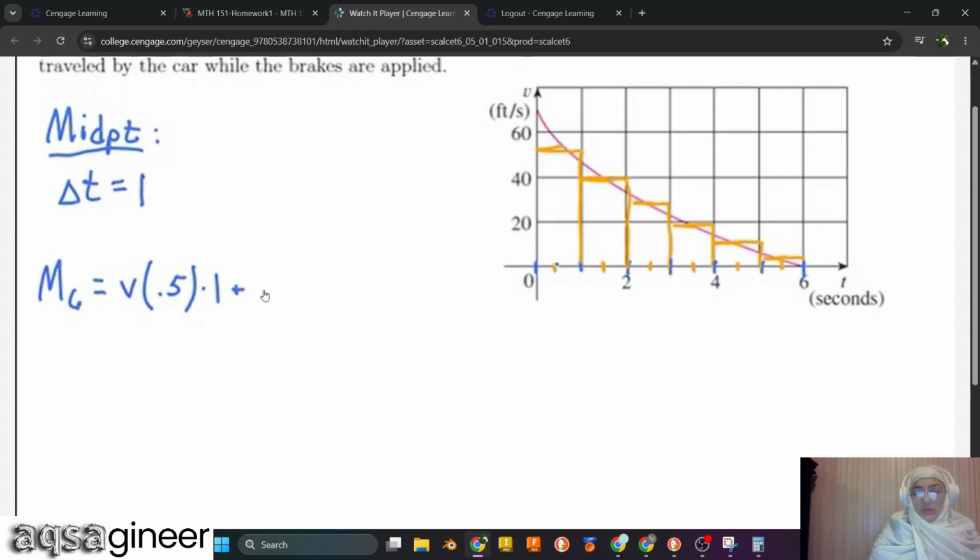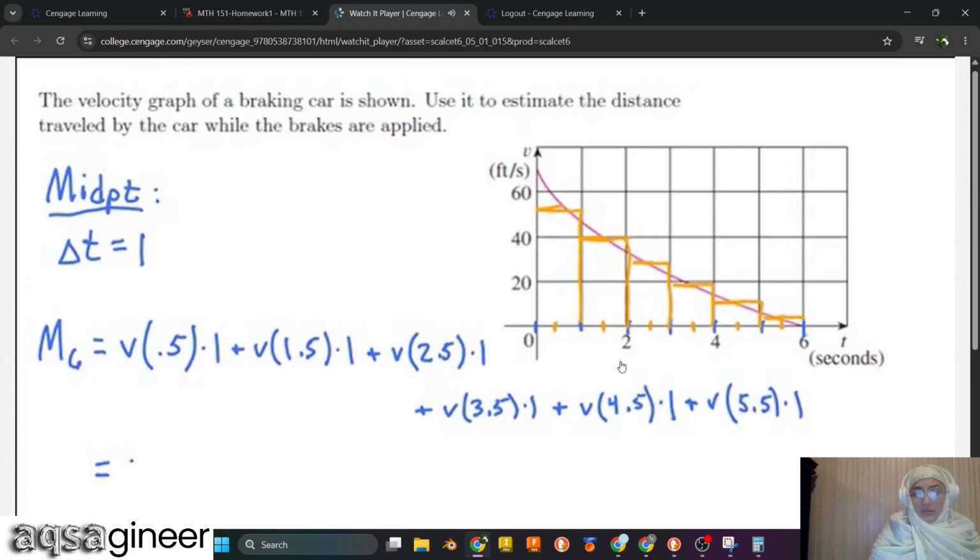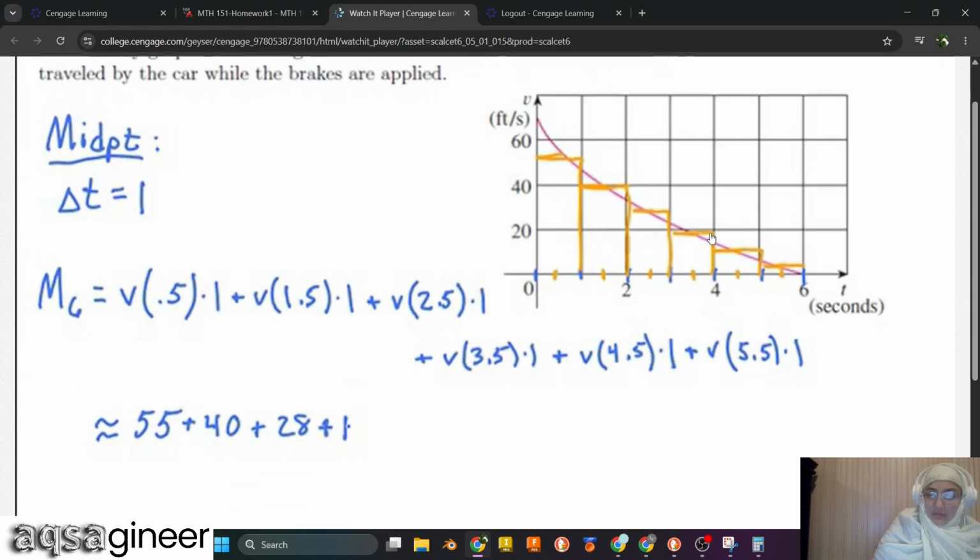So velocity is 0.5 times 1. Midpoint. Are y'all just guesstimating? Approximating, this is approximately 55. 55. Plus about 18 or so. 40 plus 28. How do you know that's 28? Is that because it's not dead center? Plus around 10. Good approximation there. Plus about 4.